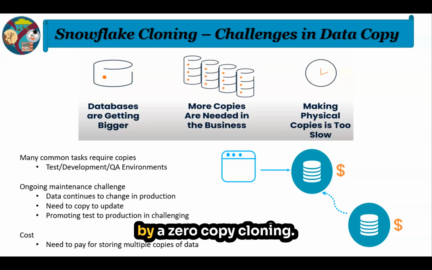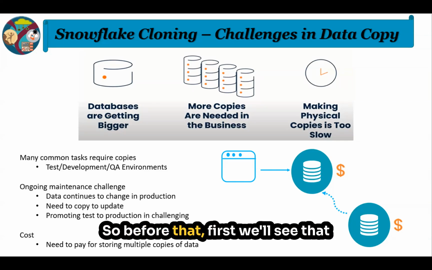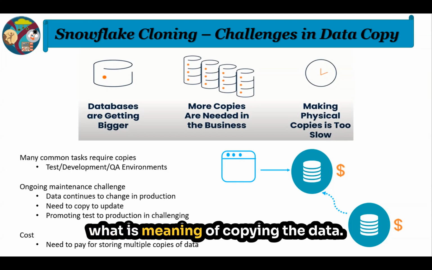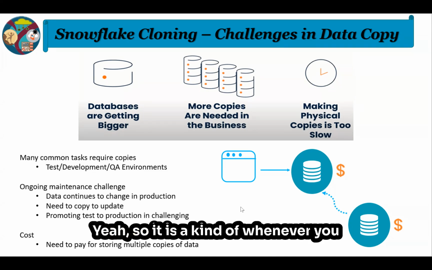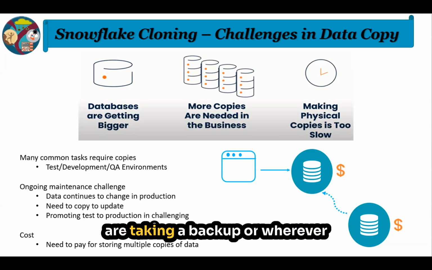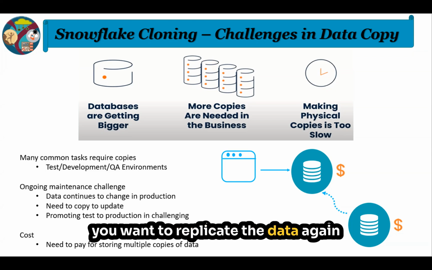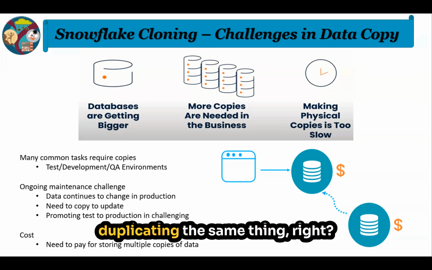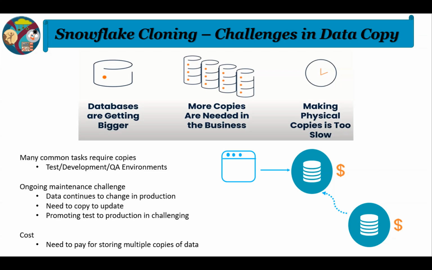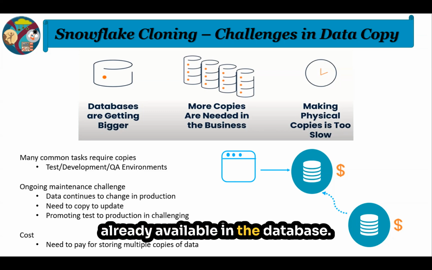So what is meant by zero copy cloning? Before that, first we'll see what the meaning of copying the data is. So what is meant by copying the data? General meaning. Sir, it's like placing the copy data in a table. Yeah, so whenever you are taking a backup or you want to replicate the data again and again, we do this basic copy. Copy means you are just duplicating the same thing, right? We're recreating another object, the same kind of object which is already available in the database.